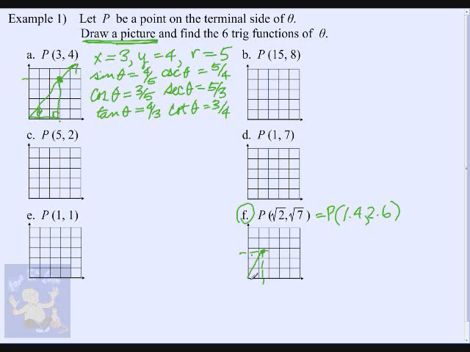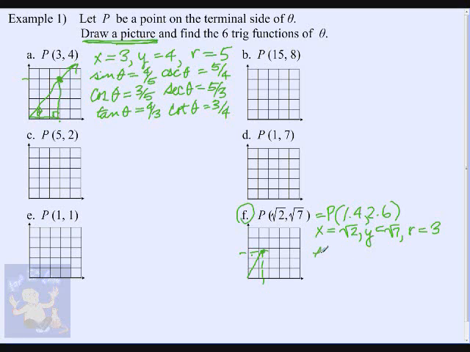with my x being the square root of 2, my y being the square root of 7, and my r being, what do I do? Square this, it becomes 2. Square this, it becomes 7. Add them together. Square root of 9, which is 3.